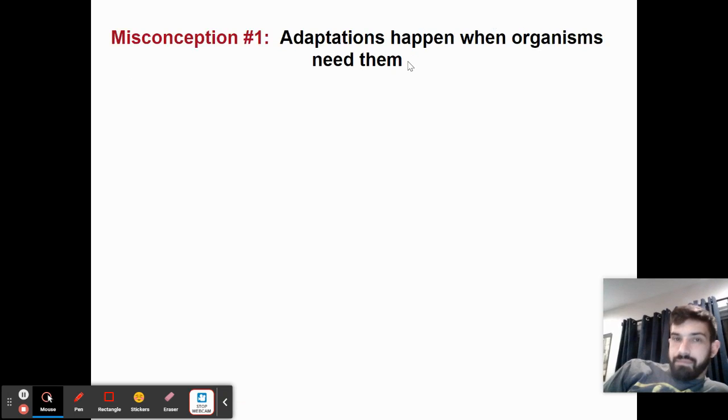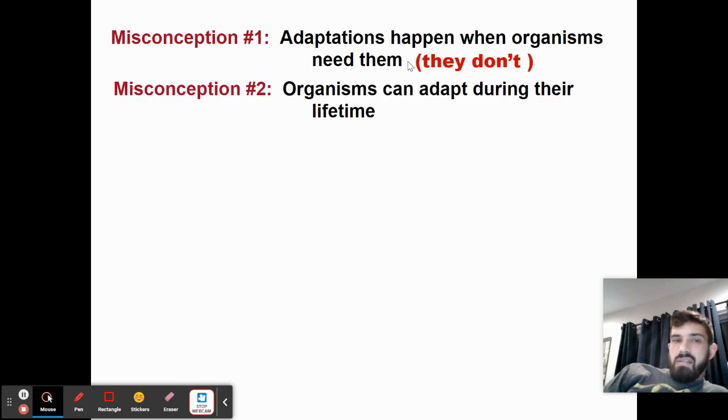A couple of misconceptions, which I've noticed some of you even have. A misconception, by the way, is something that you might think is true, but it's not. Misconception number one: adaptations happen when organisms need them. That is not true. Misconception number two: organisms can adapt during their lifetime. It's also not true.